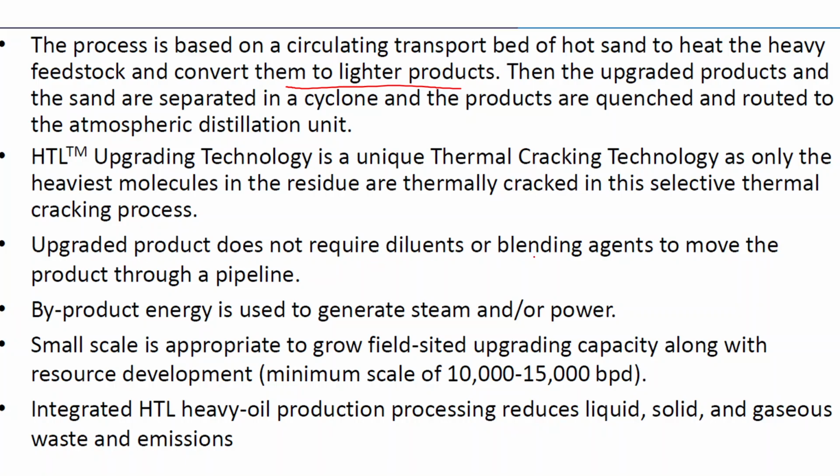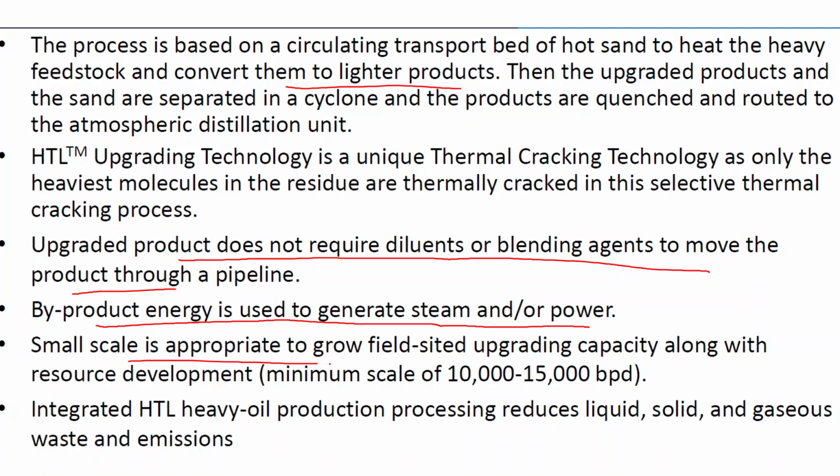The upgraded product does not require diluent. The product which we get does not require diluent or blending agents to move it through the pipeline. So basically, we can say that the viscosity is decreased. Byproduct energy is used: if some amount of energy is released, it can be used to generate steam or power. Small scale is appropriate to grow field-sited upgrading capacity along with resource development, with a minimum scale of 10,000 to 15,000 barrels per day.